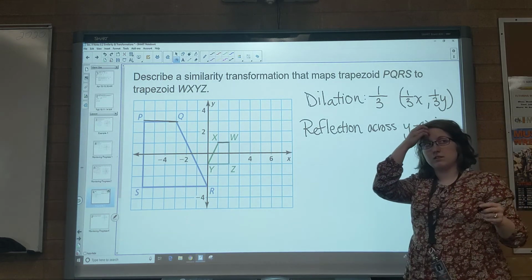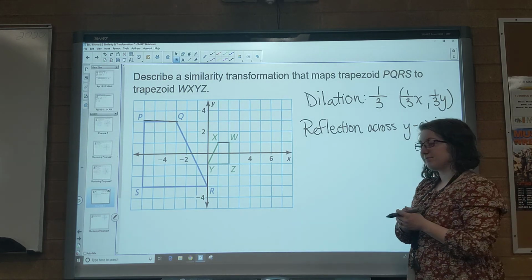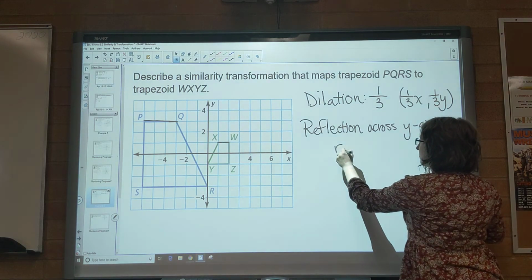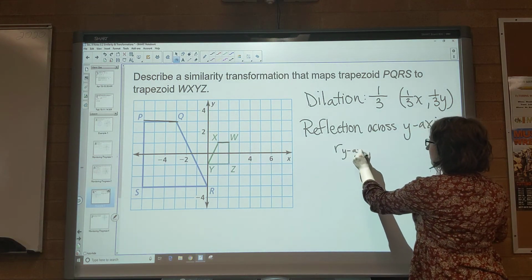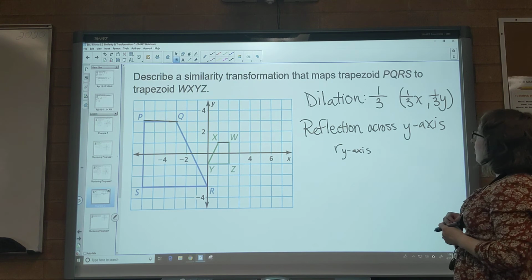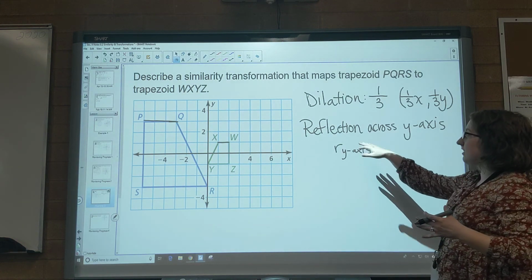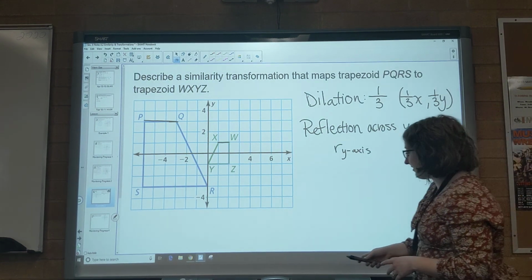Do we have to write it with the little r? If you wanted to, you could, just to make it pretty. Do you just write r y-axis? Yep, y-axis. Perfect. That's the fancy way to write it, how you would just say it in words.